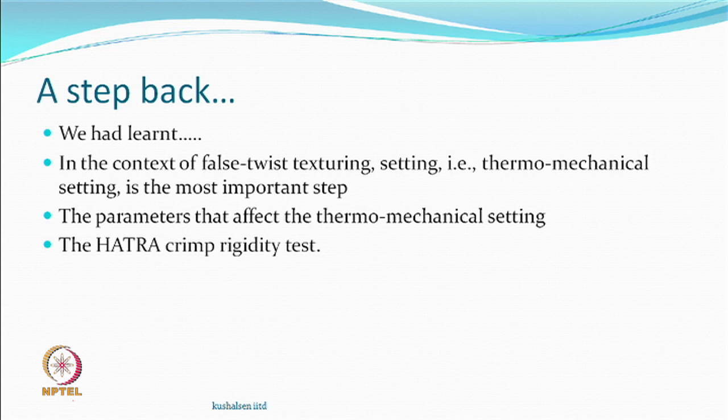So, what did we do? We had learnt that in the context of false twist texturing, setting, that is thermomechanical setting, is one of the most important steps, and there are some things which we must control, or if we can control, they would help to do better setting. And in thermomechanical setting, we understand we are looking at release of energy. Then also we looked into which parameters, and we did talk about a crimp rigidity test method. And why we are talking about evaluation is that when you talk about optimization, you know how to evaluate. First you should know, then only you will say, well, this is better or this not so good.